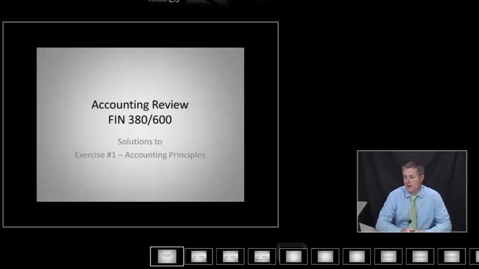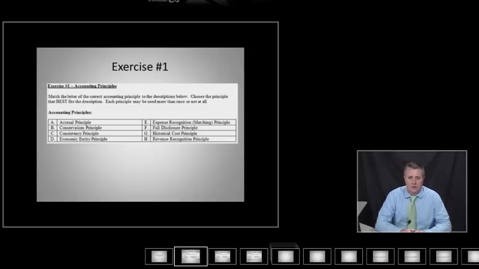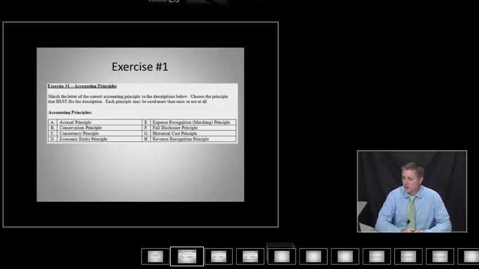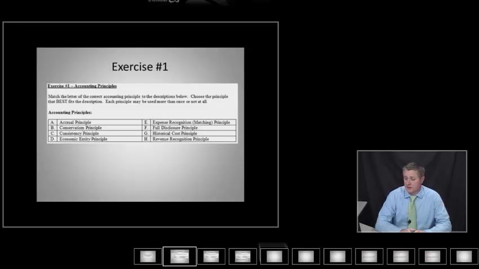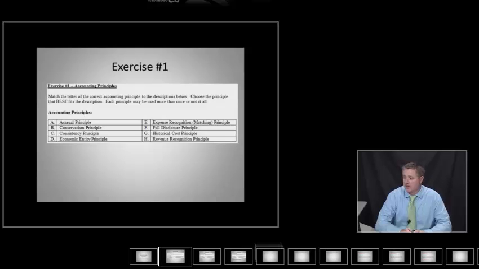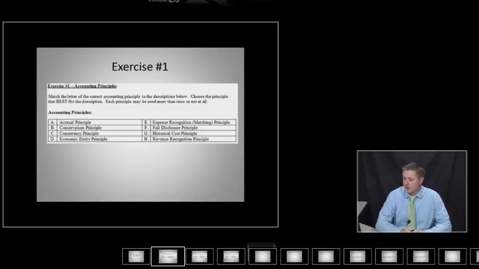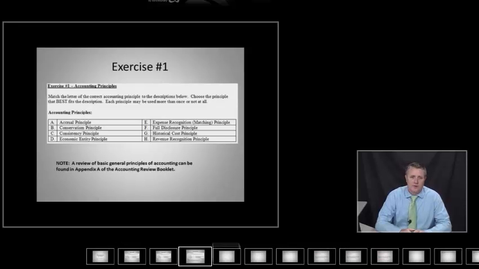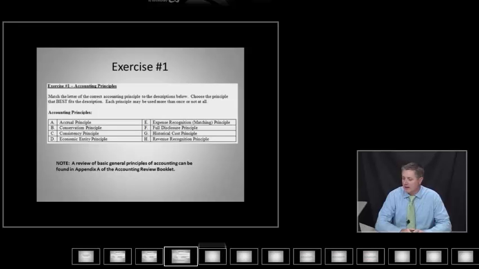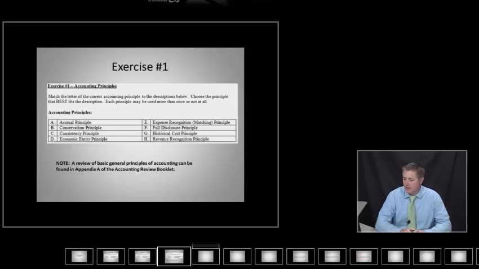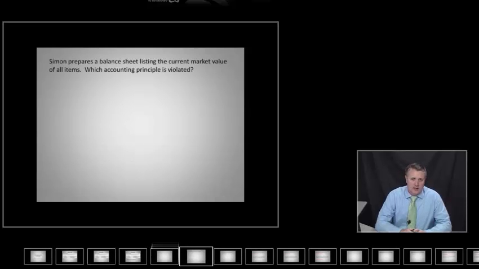So exercise 1 asks us to match the letter of the correct accounting principle to the descriptions below. We're asked to choose the principle that best fits the description, and each principle may be used more than once or not at all. We're given 8 different accounting principles here, and if you would like a review of these accounting principles, that can be found in Appendix A of the Accounting Review booklet. So let's look at the first item.